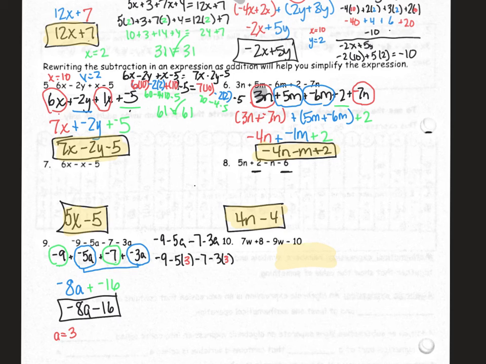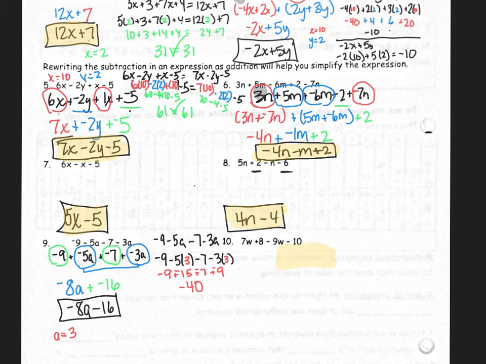So, negative 9, 5 times 3 is, I'm subtracting 15, minus 7, 3 times 3, I'm subtracting 9. So all these subtractions are plus negative. So I have all like terms here. So same signs, add and keep the sign. And I'm just going to add all of these numbers together. And I get negative 40. So that was a lot to work out.